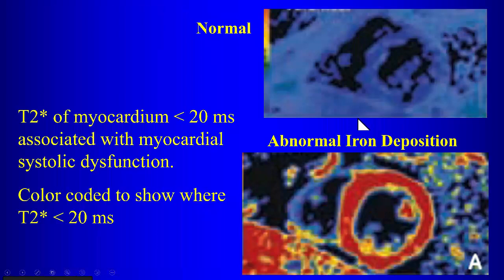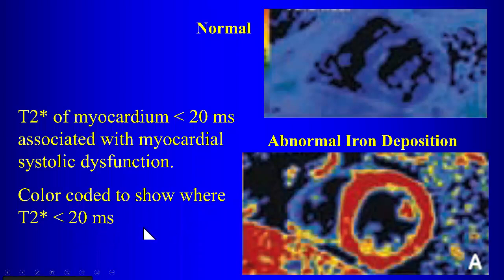Okay, and you can also color code the myocardium based on the T2 star. I mean, the software can do this for you. We can measure the T2 star of all of the pixels in your image and then color code the image to show you where it is less than 20 milliseconds, so that's indicated as red over here. Okay, so you can do that if you want.